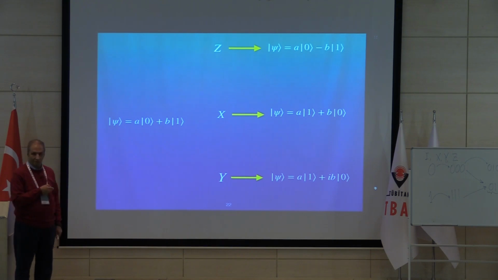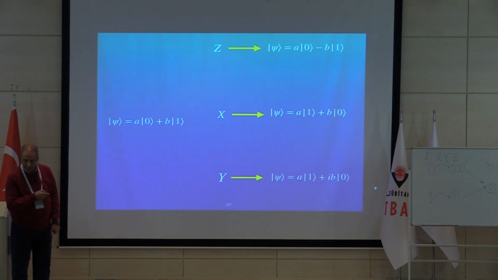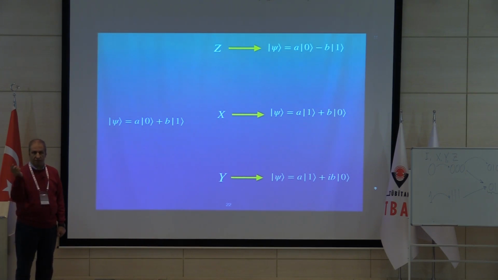Look at these states. Can you conceive of any measurement? Suppose that you do a Z measurement in the basis of 0 and 1, right? And then you want to see if you have this top state or the bottom state or the middle state. What is the probability of finding 0? A squared. The probability of finding 1, B squared.